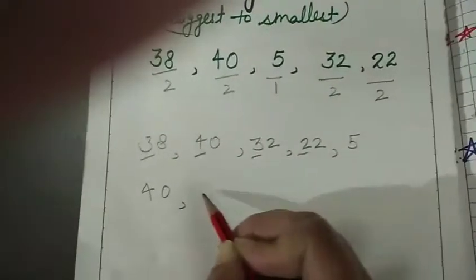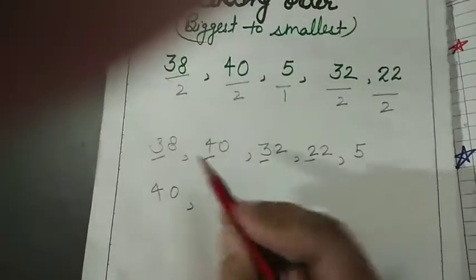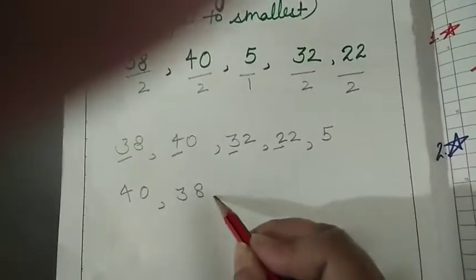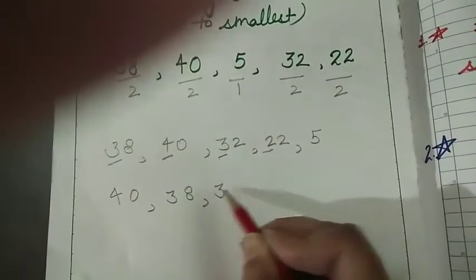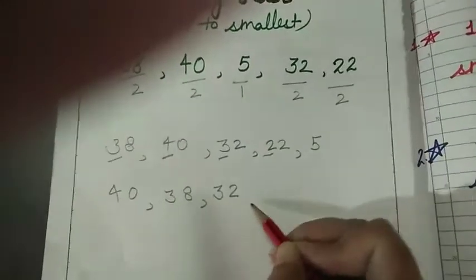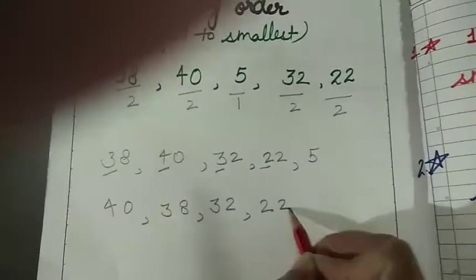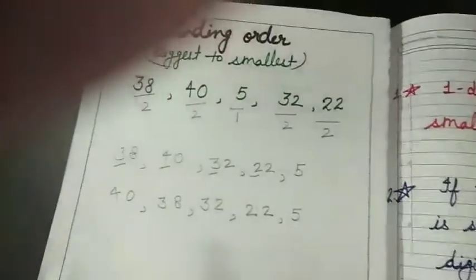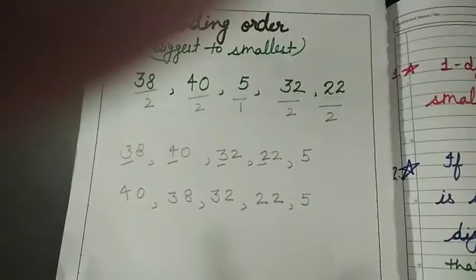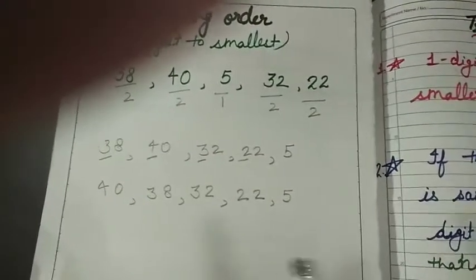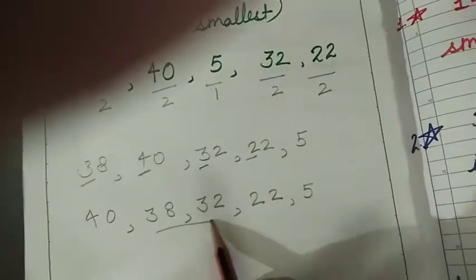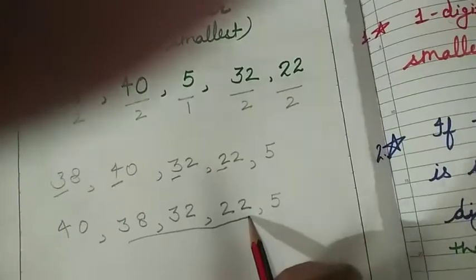Then next is, what is 38? Then 32. Then 22. Then 5. So what are they saying? What is the second rule here? We have to find out what is left here. These 3 numbers.